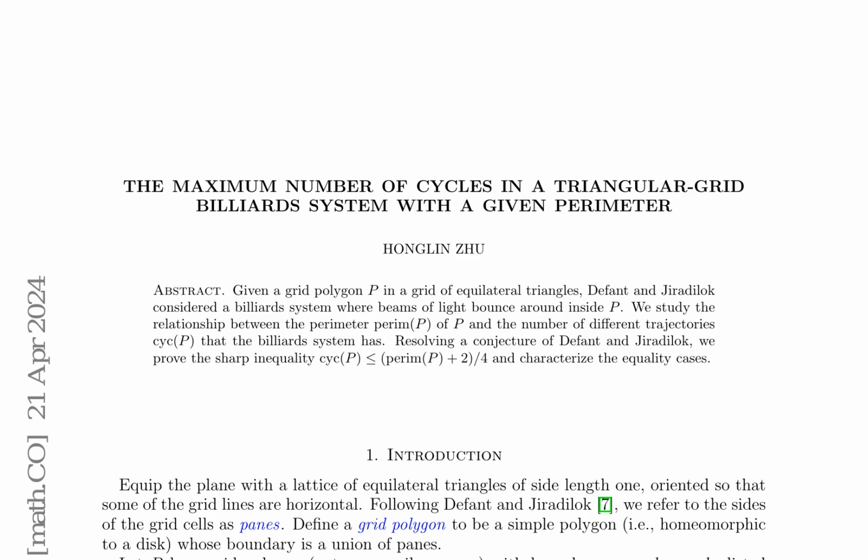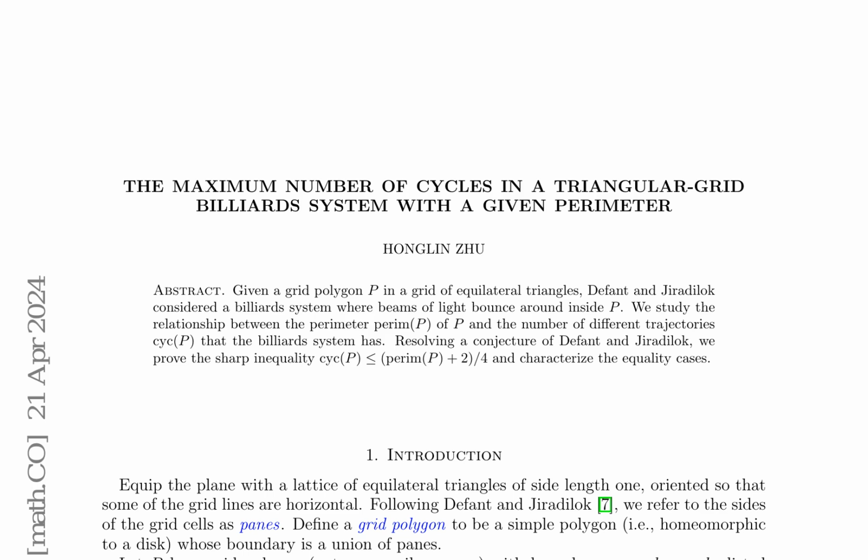The research on the triangular grid billiards system examines the relationship between the perimeter of the polygon and the number of different trajectories. It involves a lattice of equilateral triangles, where laser beams are emitted from the midpoint of each grid cell's side into the interior at a 60-degree angle.